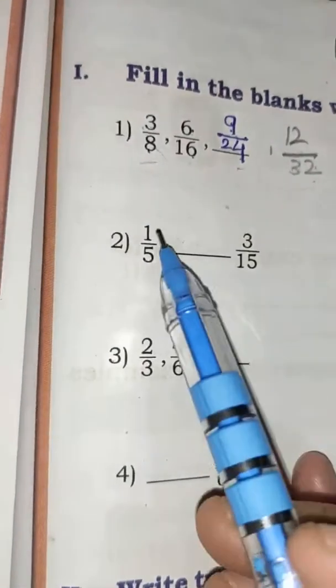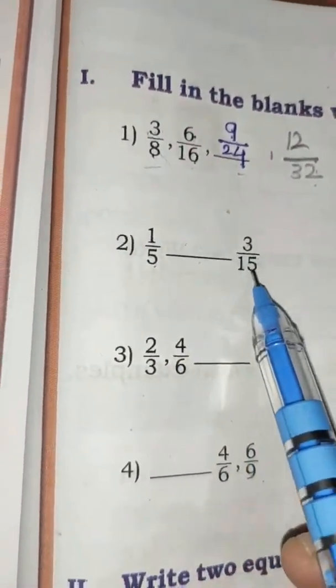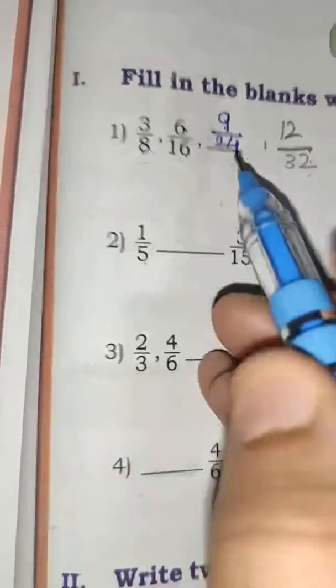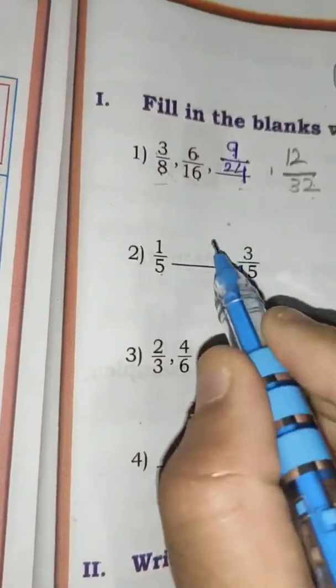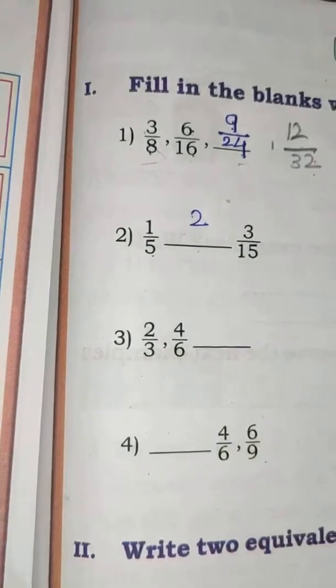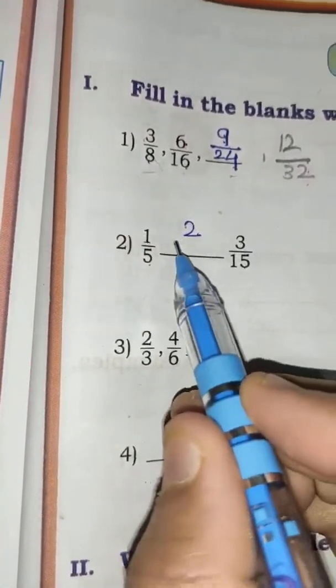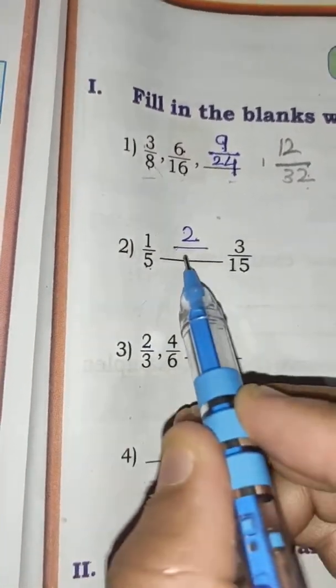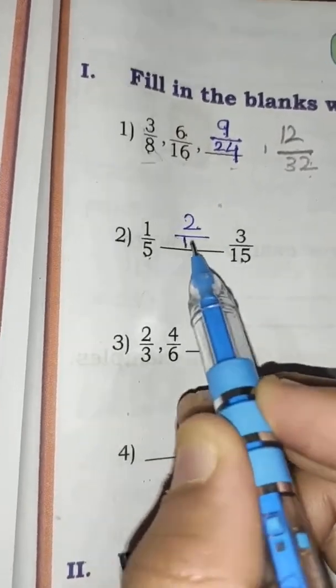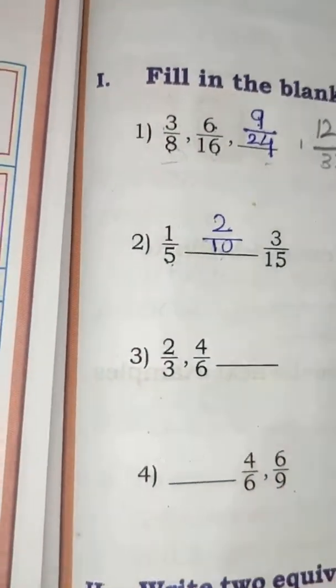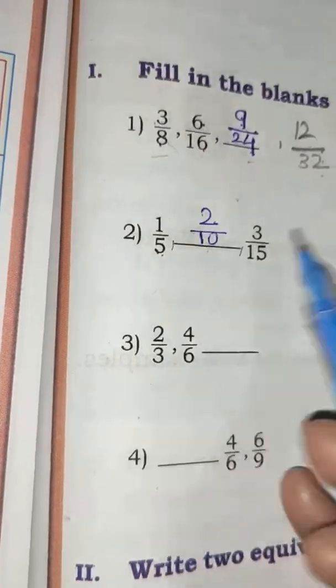So 1 by 5 dash 3 by 15. So 1 2 3, 2. Okay, next by 5 1s are 5, 5 2s are 10, 5 3s are 15. So I will write 2 by 10. So it will become equivalent fractions.